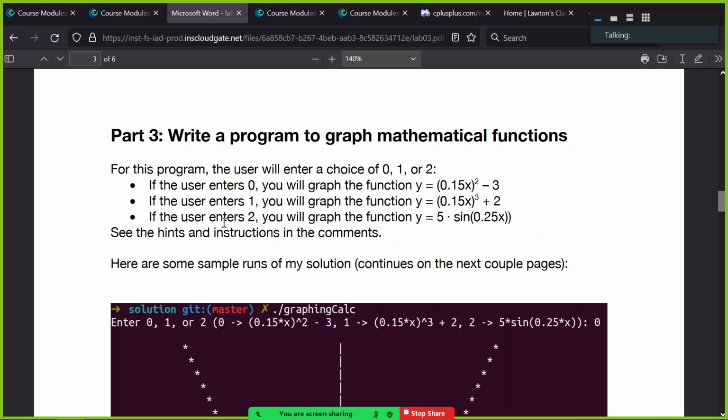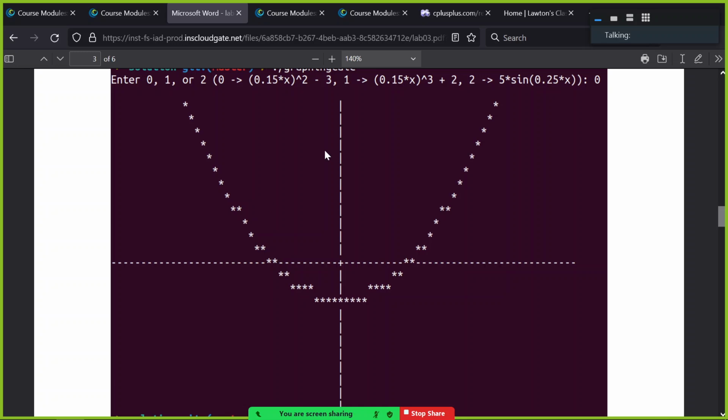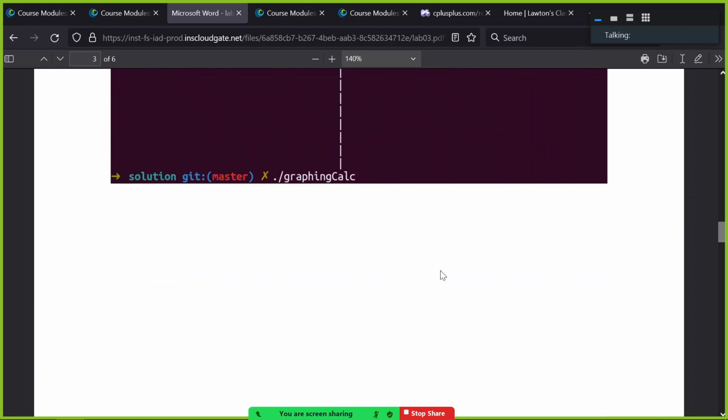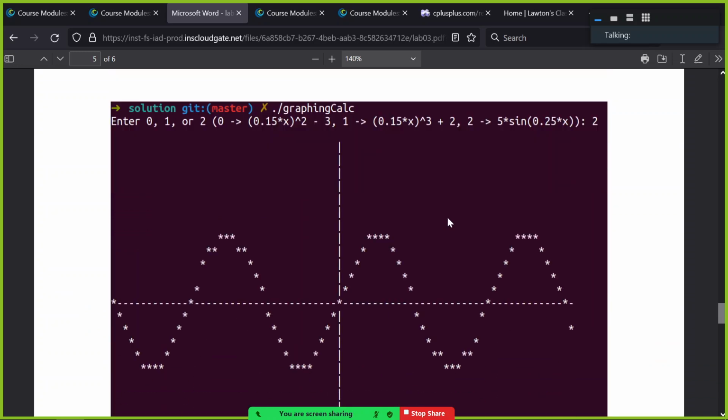So here is the output that you should see for input 0. This is your graph. So in addition to drawing the graph and the axes meeting, you're going to draw the individual axes as well. Little pipe characters or dash characters for that. And here's the other one. Here's the cubic function, option 1. Looks like that. That's what you should see exactly. And then option 2 is the sine wave. And so you're going to use the sine function in cmath to plot this. Okay? So that's what it's going to look like.